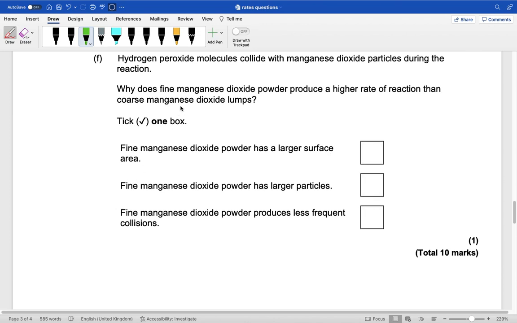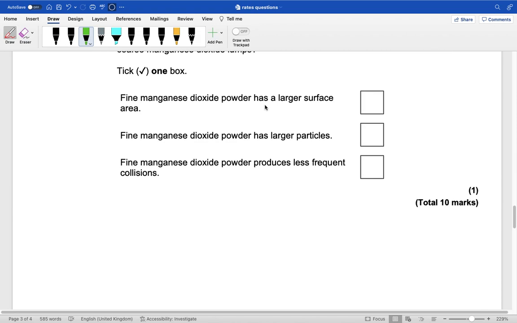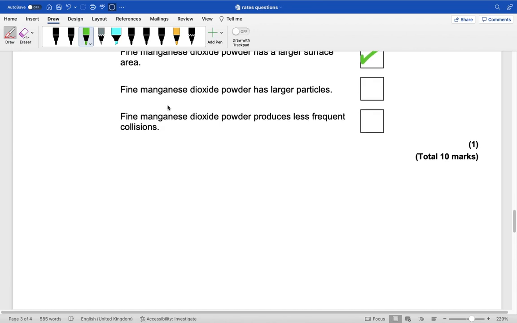Question F says hydrogen peroxide molecules collide with manganese dioxide particles during the reaction. Why does fine manganese dioxide powder produce a higher rate of reaction than coarse manganese dioxide lumps? It says fine manganese dioxide powder has a larger surface area, fine manganese dioxide powder has larger particles, or fine manganese dioxide powder produces less frequent collisions. The only one that makes sense there is the top one. So if we have fine manganese dioxide powder, we would get an increase in the surface area, which would increase the frequency of collisions, increasing the rate of reaction.